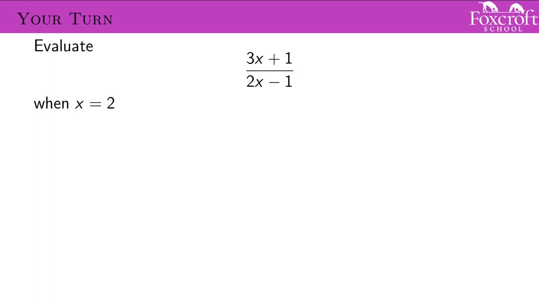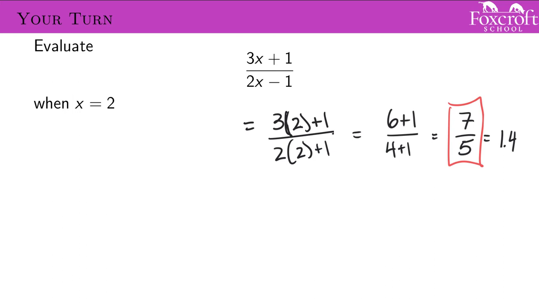All right, so here's one for you to try on your own. You want to evaluate this expression when x equals 2. And here's what I got when I do this. So you replace all the x's with 2's. Again, this division bar is going to act as a big grouping. So I'm doing the order of operations on the top and on the bottom, and then I combine them at the end.